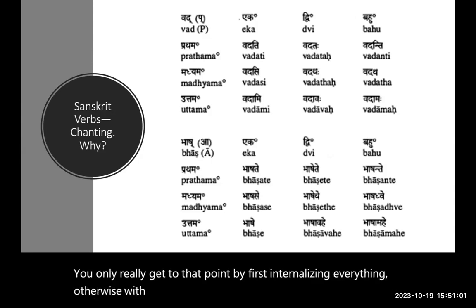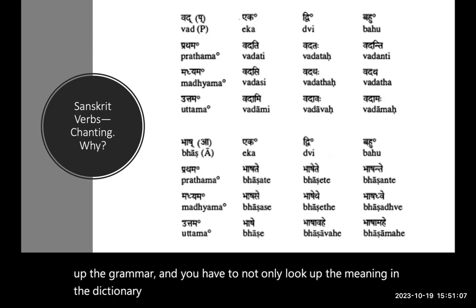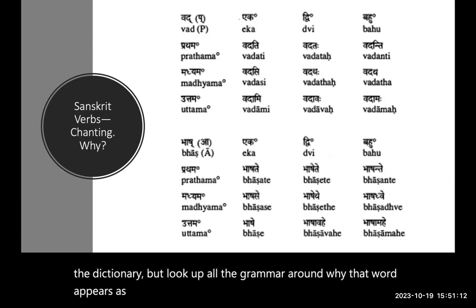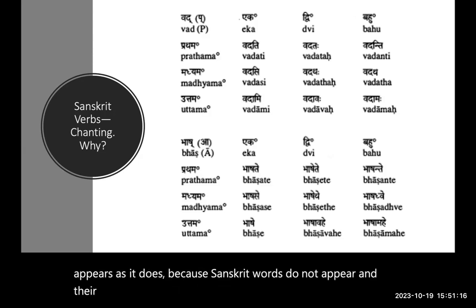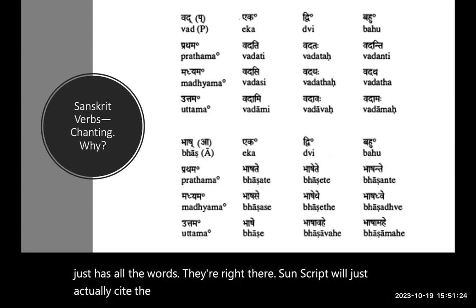Otherwise, with every word you try to translate, you have to not only look up the meaning in the dictionary, but look up all the grammar around why that word appears as it does, because Sanskrit words do not appear in their dictionaries like our dictionaries. The English dictionary just has all the words. They're right there. Sanskrit will actually cite the stems and the roots.